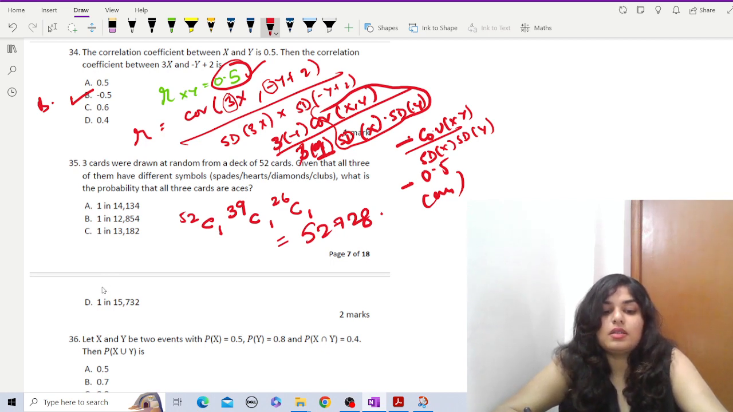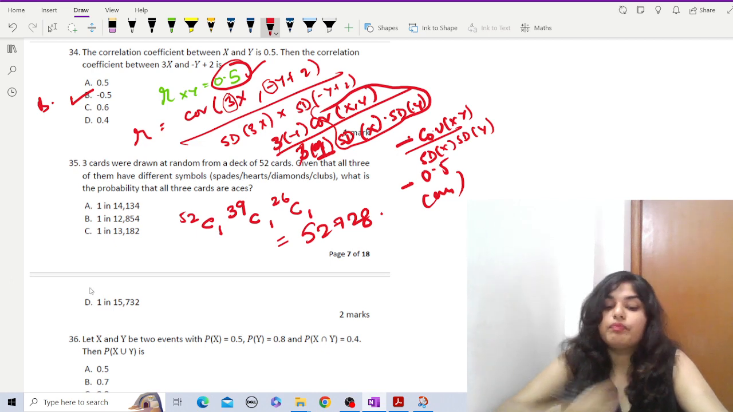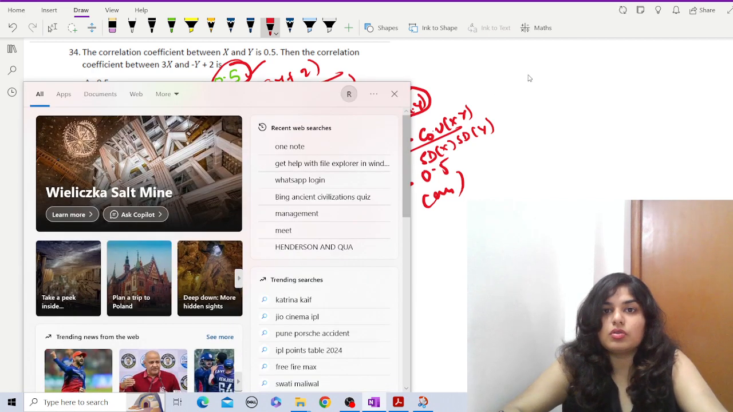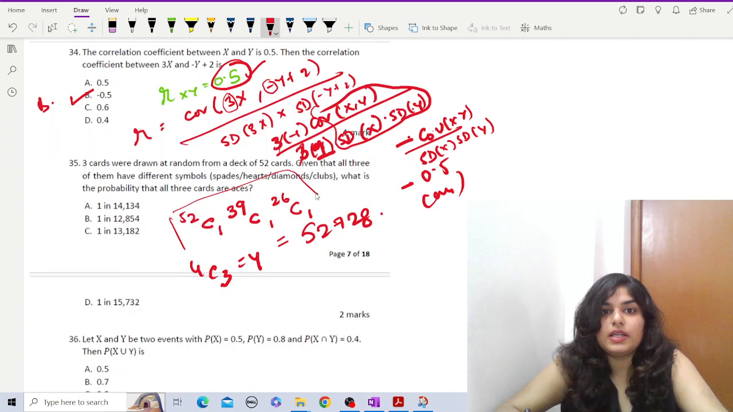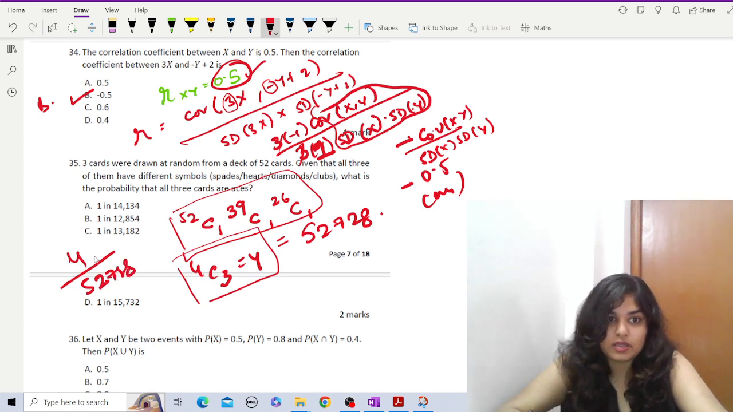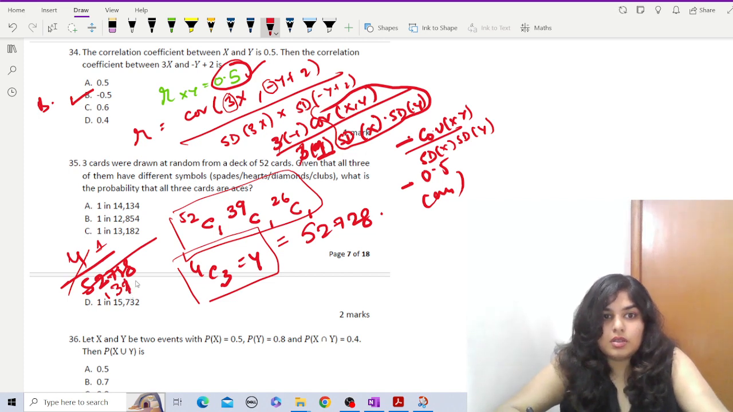That is the number of combinations, right? Now we have to find the number of combinations in which we can have 3 aces. So that is definitely 4C3, which is 4. So this is the total ways of selecting aces, and 3 aces out of 4 is this. So 4 out of 52, 27, 28. If you simplify it, 4 ones are 4, 4 threes are 12, so we get 1 in 1 3 1 8. So it's C.